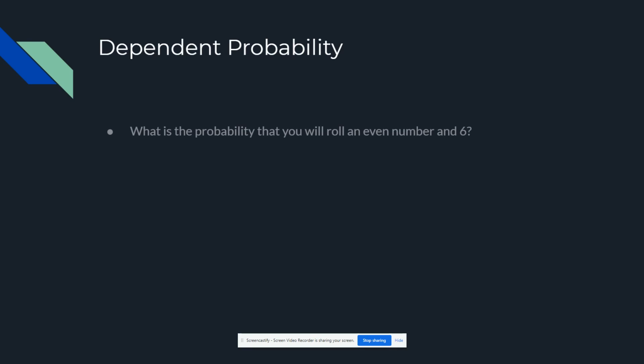Our dependent problem is also going to be a dice problem. It is what is the probability that you will roll an even number and 6. So first, we are going to look for our even number. With our dice, we are going to see that we have 6 opportunities, and 3 of those opportunities are going to be even: 2, 4, and 6. So that is going to be 0.5 and 50%. To find 6 is also going to be 1/6, which is equal to 0.167, which is equal to 16.7%.